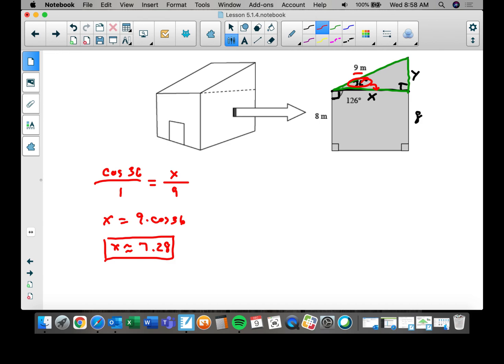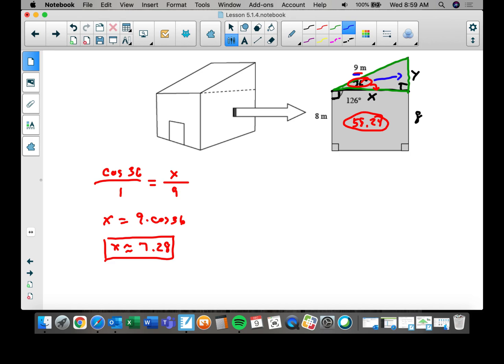So 7.28 times 8 gives me an area then for the rectangle of 58.24. That's my rectangle area. Now I need to go through and find y. So now y is the opposite leg of that triangle. 9 is still the hypotenuse.